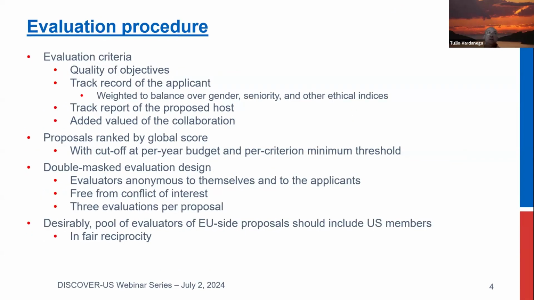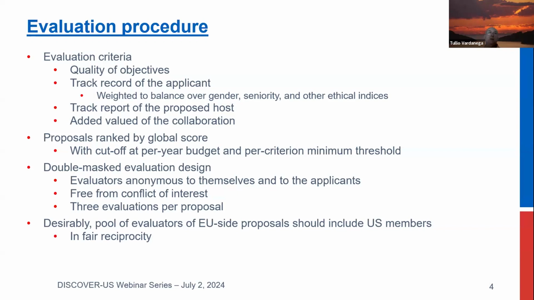Then we'll have an evaluation procedure. And we expect, of course, to have many more than 20 proposals for exchanges, not to frustrate people, but to be able to really select what the evaluators will consider the best. The evaluation criteria are the obvious ones. There is no rocket science in this. We would like to judge on the quality of the objective. We would like to judge on the track record of the applicant. We would like to apply some weighting on the applicant so that we can balance out gender, seniority, and other ethical indices that we may like to consider. Of course, we want to consider the track record, not report, sorry for the typo, of the proposed host. And of course, we will be judging on the added value of the collaboration in the view of evaluators.